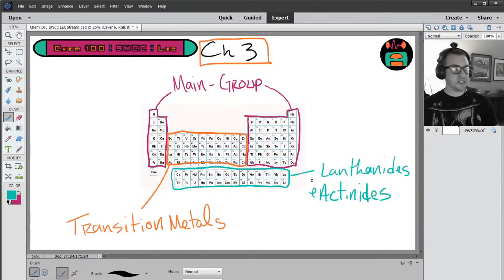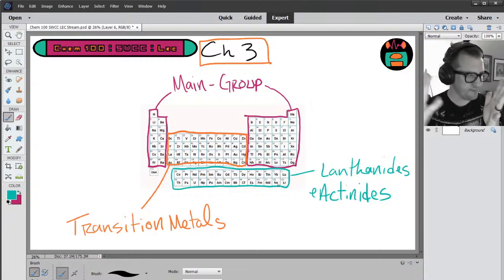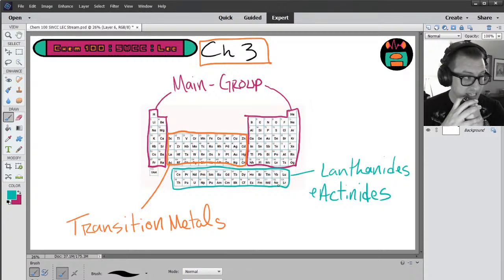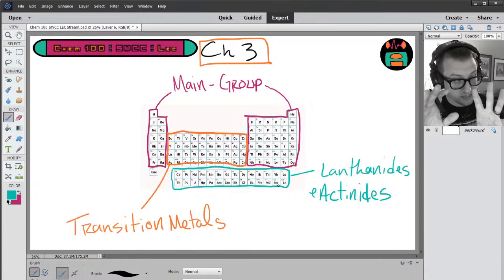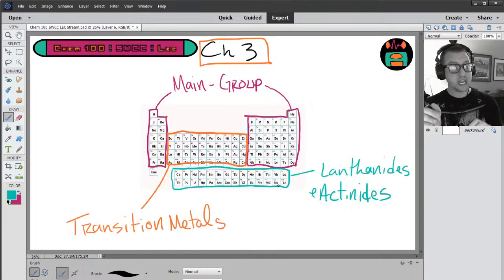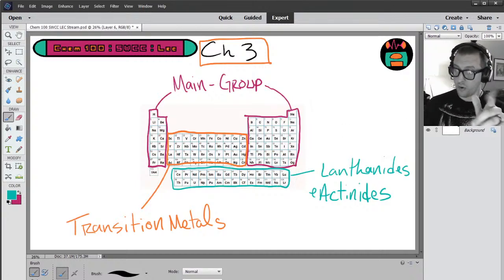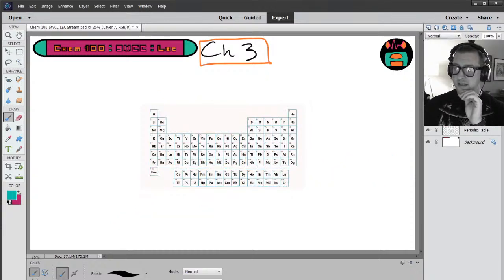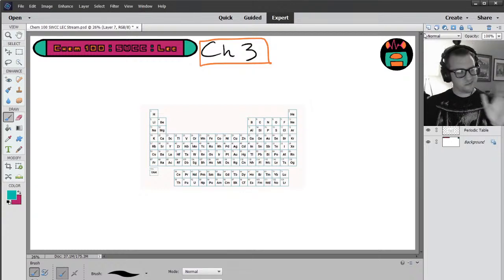All right, so we have our lanthanides and actinides floating down below. They're not as important. Well, I shouldn't weight any of these things with importance, but we're going to spend far more time in this course looking at the main group elements versus the transition metals. More of that's to come. Finally, the last way we can divide up the periodic table is into blocks.